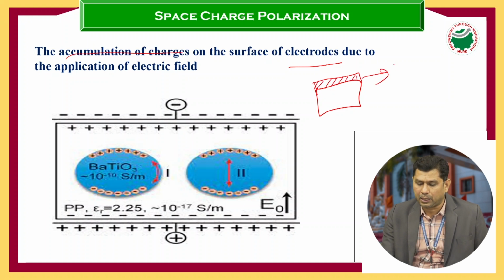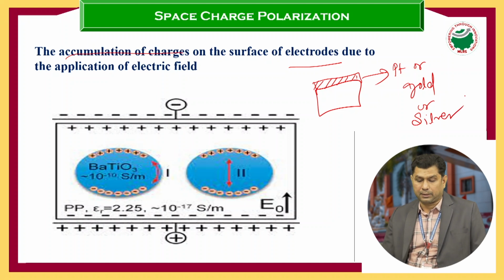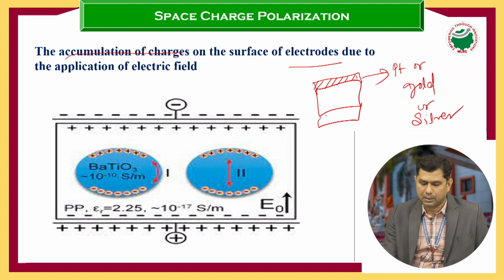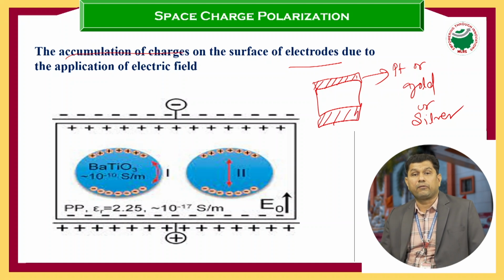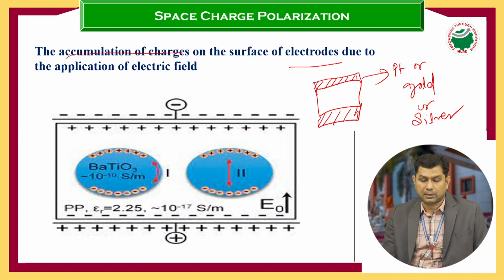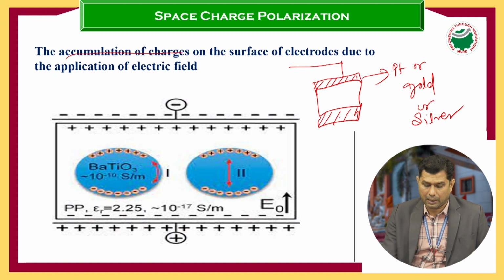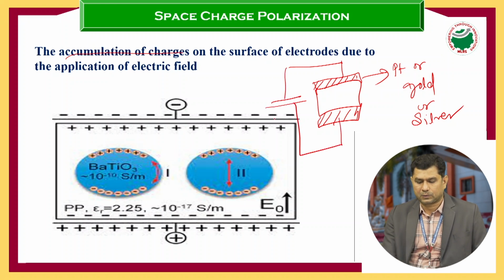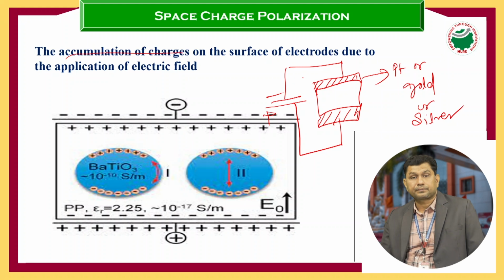But if you want to apply an electric field to an insulator, we keep a conducting coating here. It may be platinum or gold or silver. These are all good conductors. Again, at the bottom end, we keep the same coating. These coatings are nothing but electrodes. Now we apply the electric field in this manner, so one is positive, another negative.